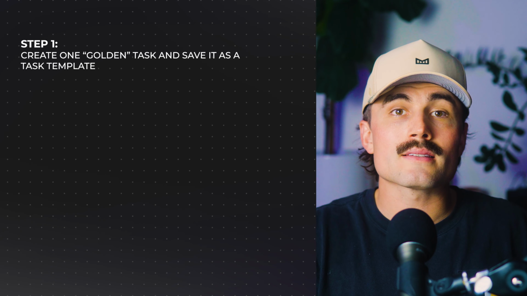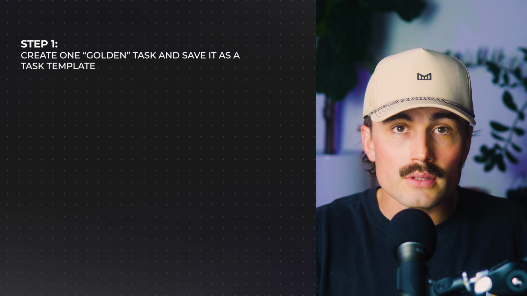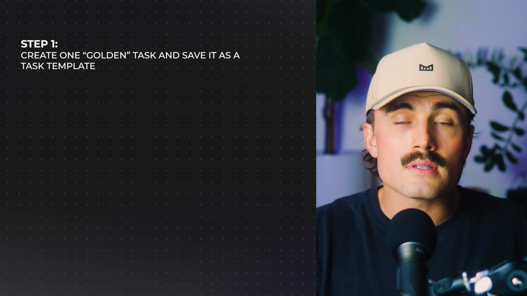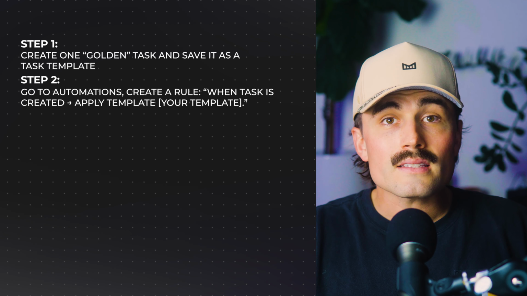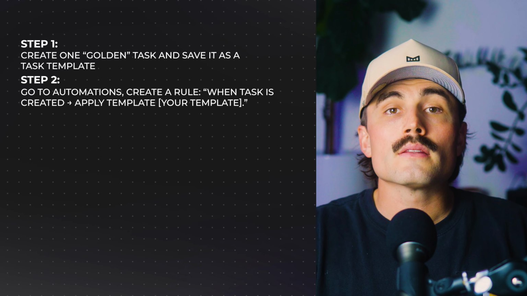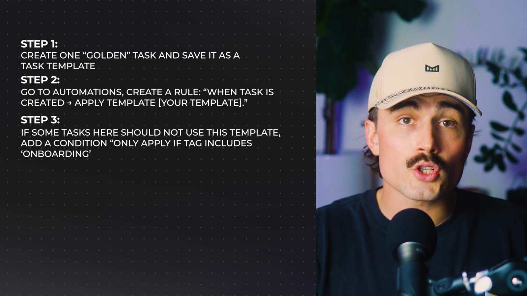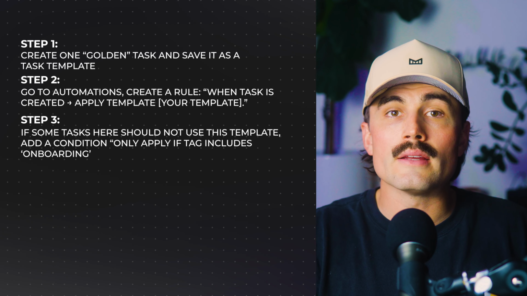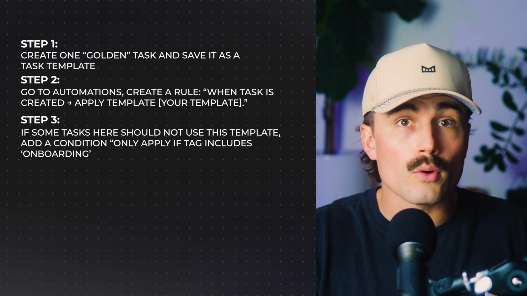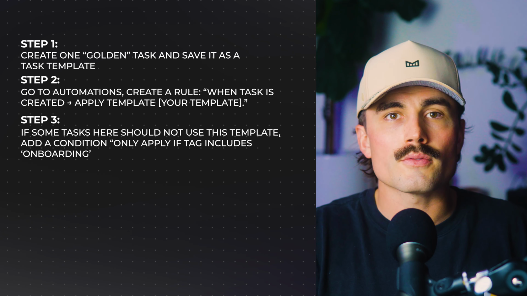How to set it up. Step 1, create one golden task that has the correct description. Save it as a task template. So in the top right menu, go to templates and save as template. Step 2, go to automations and create a rule. When task is created in this list, apply the template, your template. Step 3, if some tasks here should not use this template, add a condition like only include if tag includes onboarding, or only apply if custom field equals new client, or whatever makes sense for your scenario.